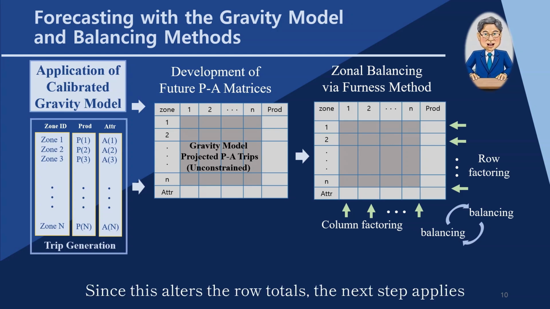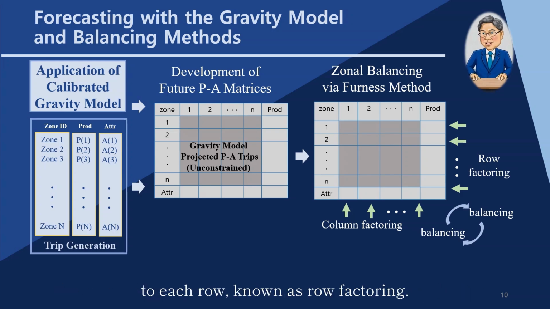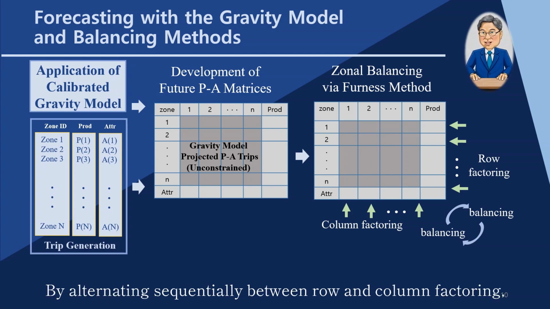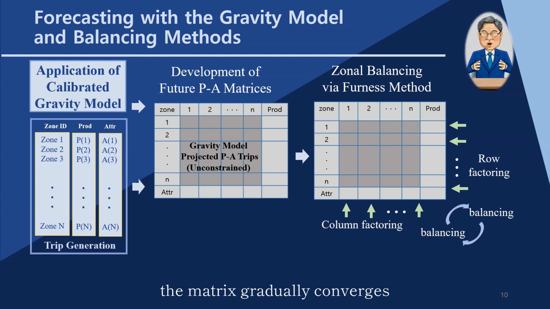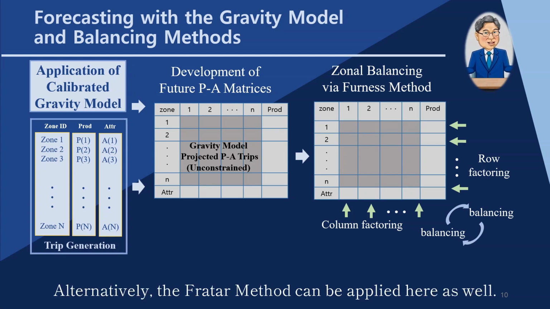Since this alters the row totals, the next step applies the corresponding ratio of forecast to estimated productions to each row, known as row factoring. By alternating sequentially between row and column factoring, the matrix gradually converges until both totals match the forecast values within an acceptable tolerance. Alternatively, the Fratar method can be applied here as well.